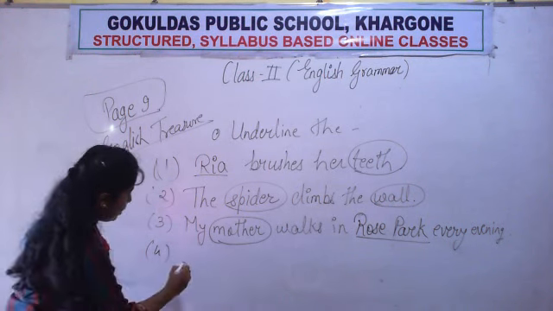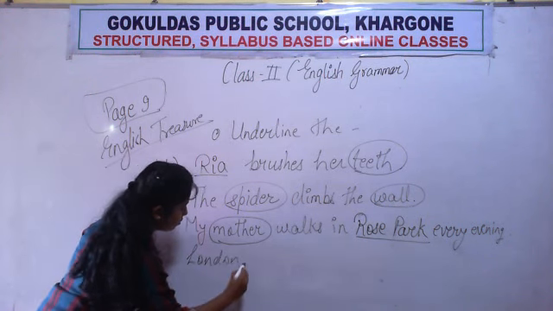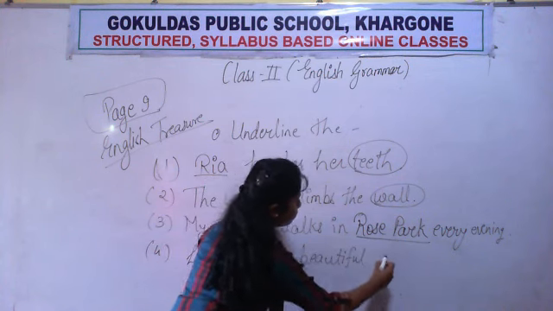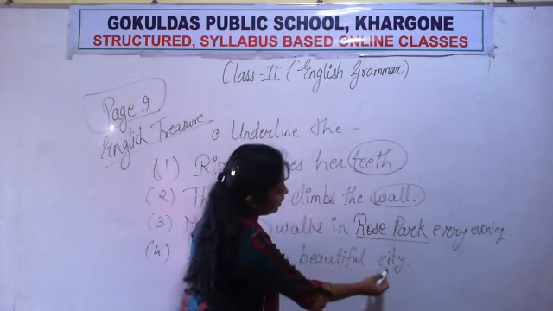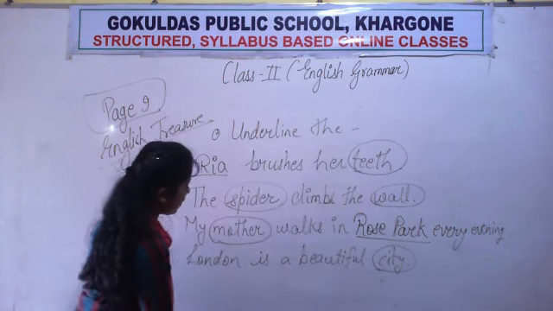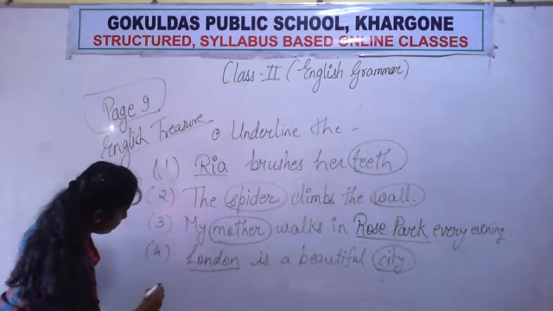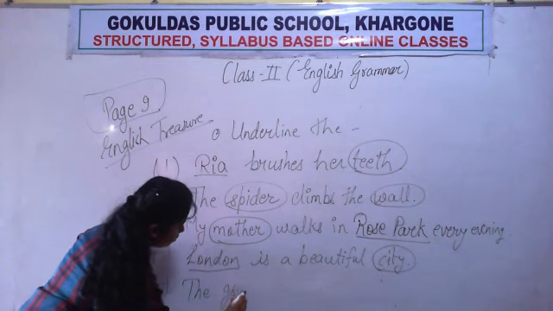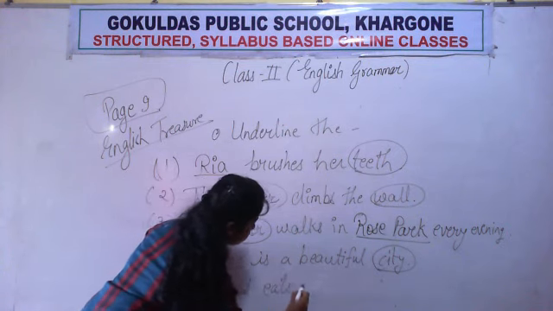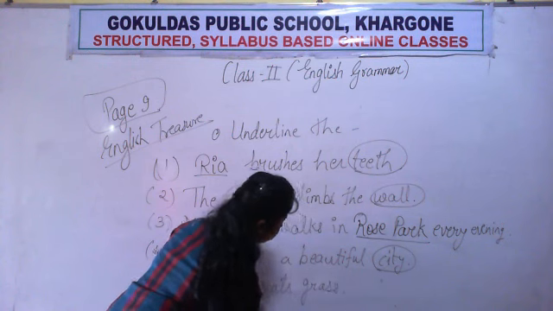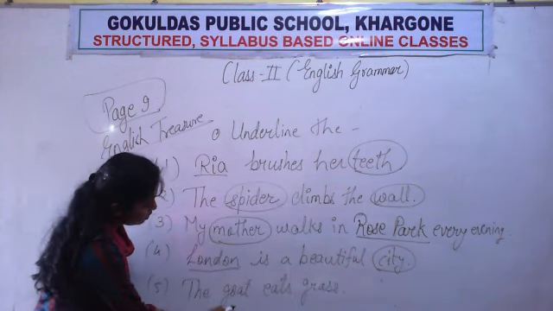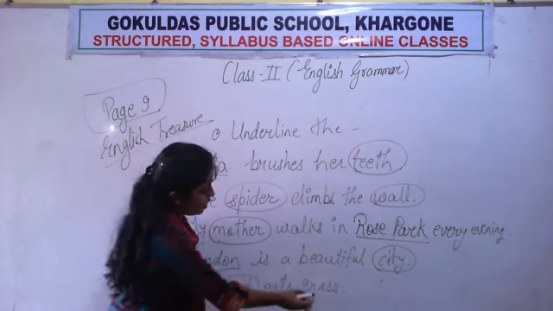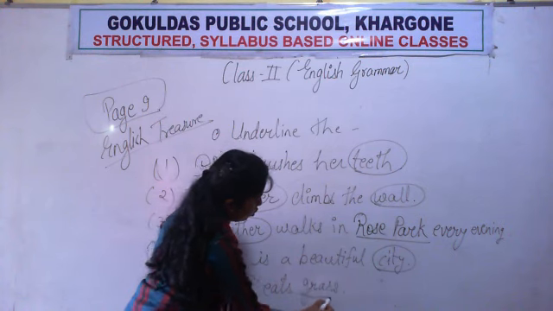Then number 4, London is a beautiful city. Okay, now city here is a common noun, so we will circle it. And London is the special name of a city, so we will underline it. Then number 5, the goat eats grass. Now goat is the name of an animal, so we will circle it because it is a common noun. Eats is a verb. Grass is a common noun.